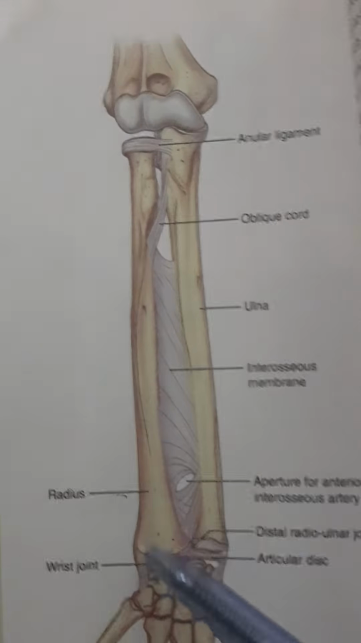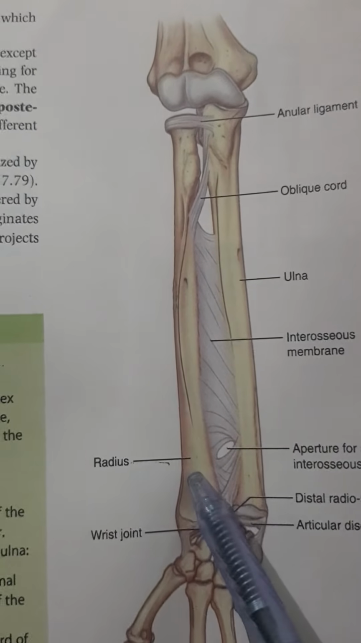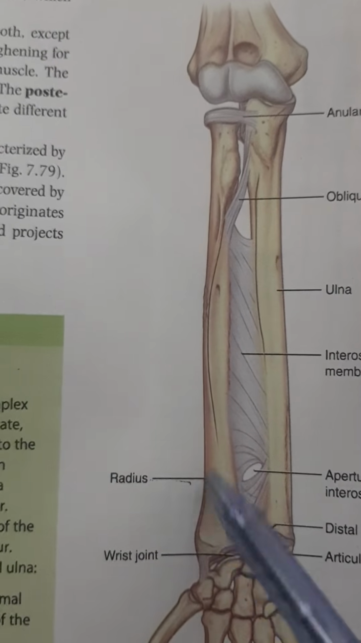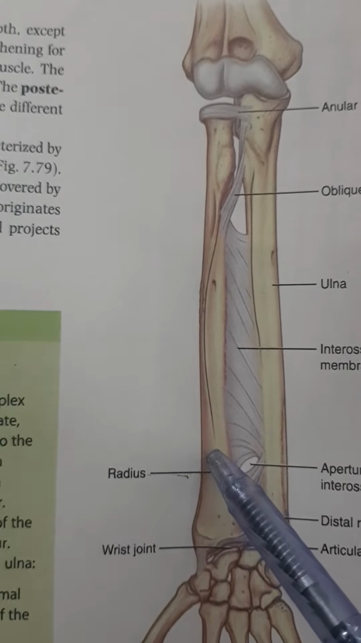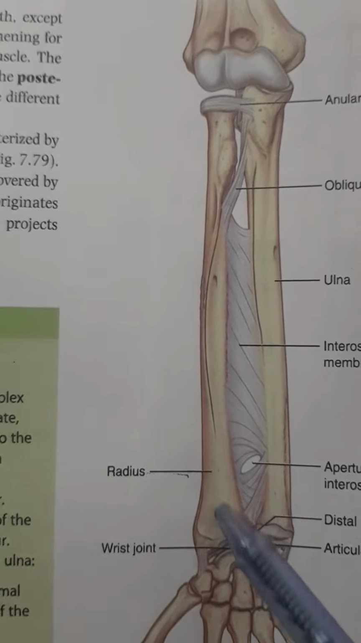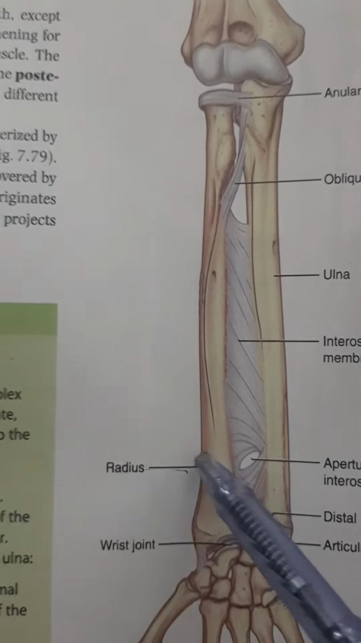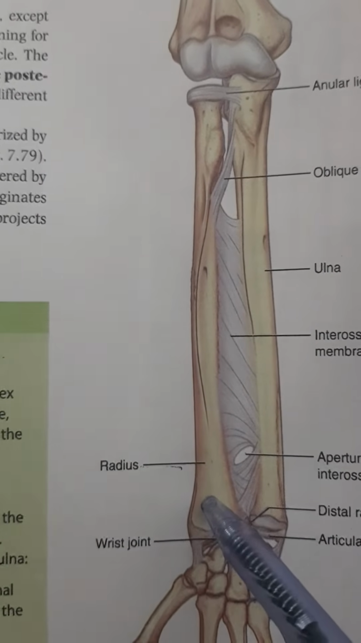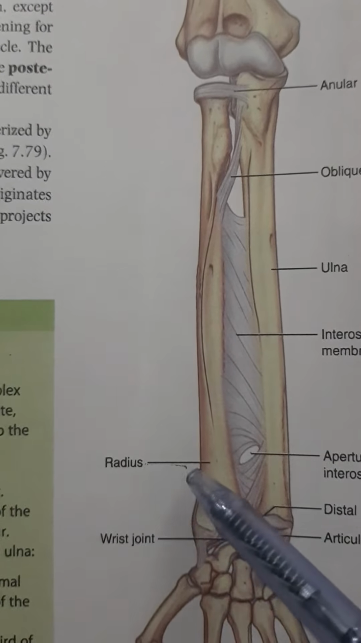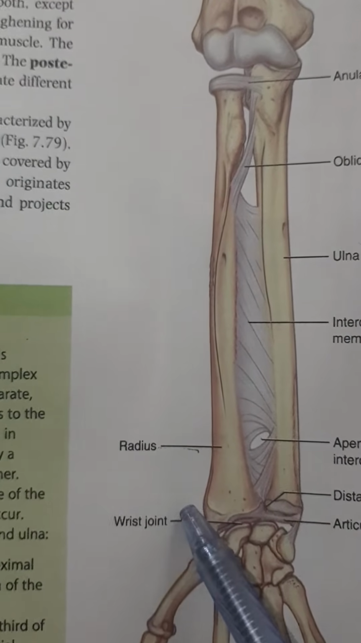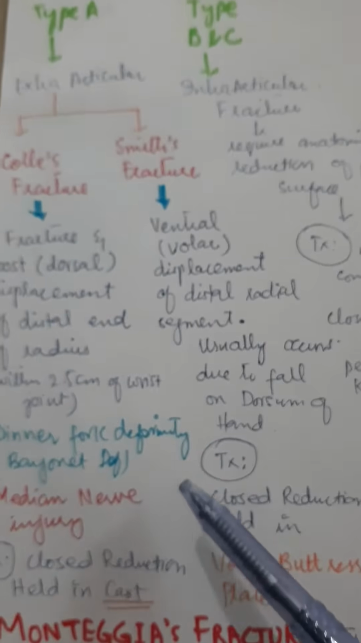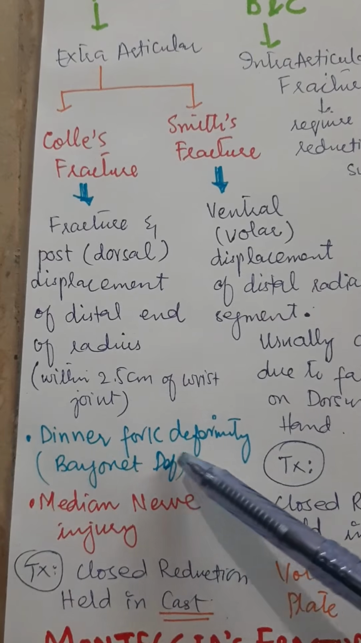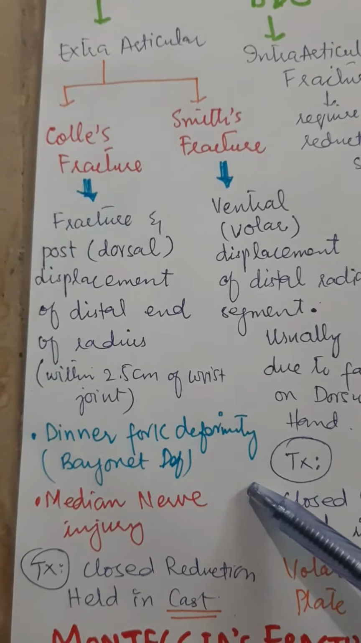In Colles fracture, there is a fracture of the distal end of the radius, 2.5 centimeters from the wrist joint. The fractured segment moves dorsally or posteriorly, so it is called the Colles fracture. The deformity resulting in the Colles fracture is called dinner fork deformity and bayonet deformity.